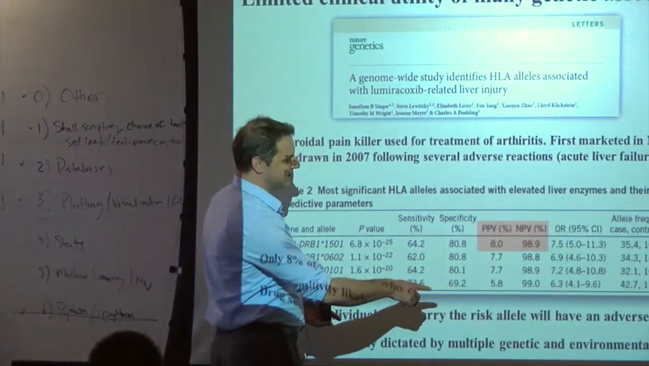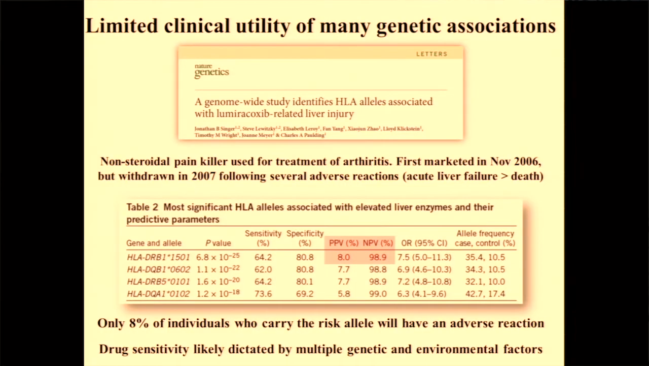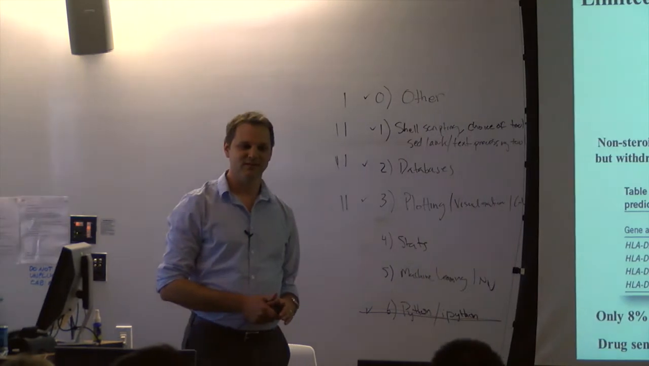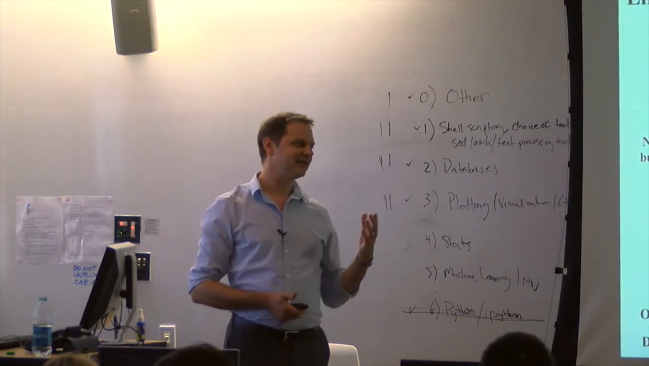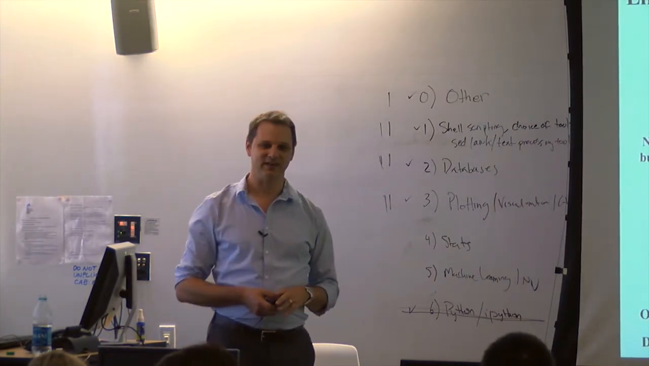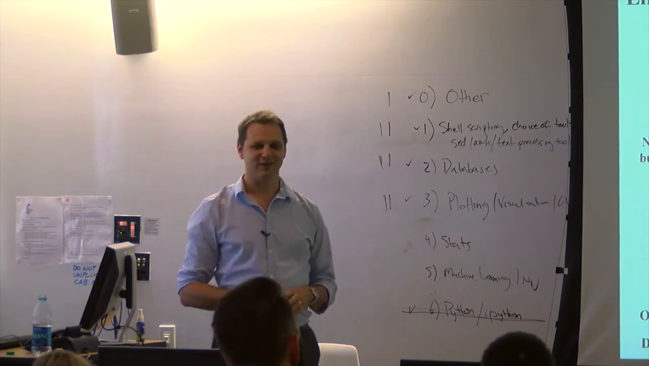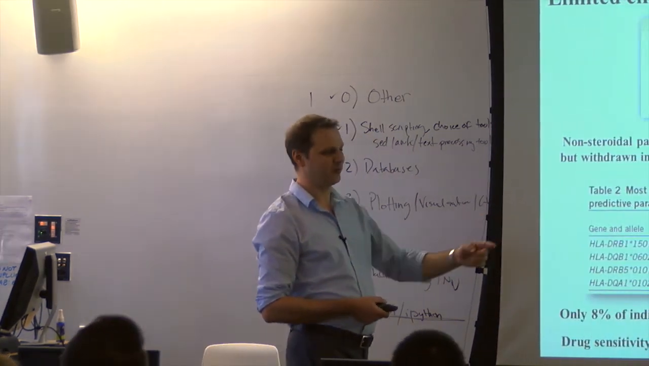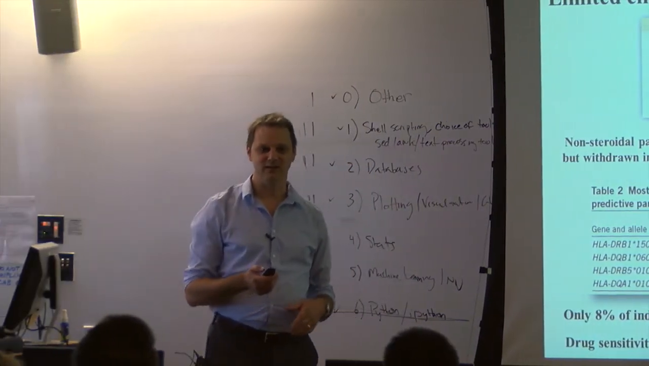And in contrast, looking at the negative predictive value, even if you don't carry the variant, there's still a 1% frequency you'd die if you took that drug. So clinically, even though you've had a successful GWAS hit, it's still not really actionable in the clinic, because 1% of the people that don't carry it are still going to die.